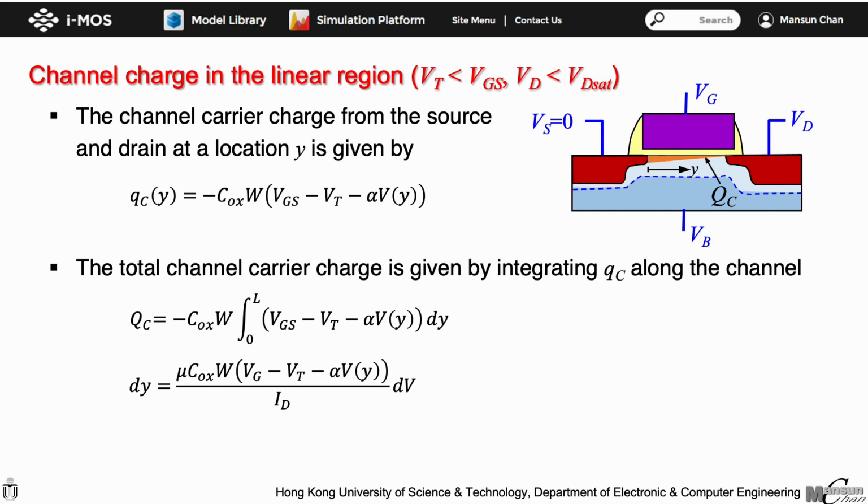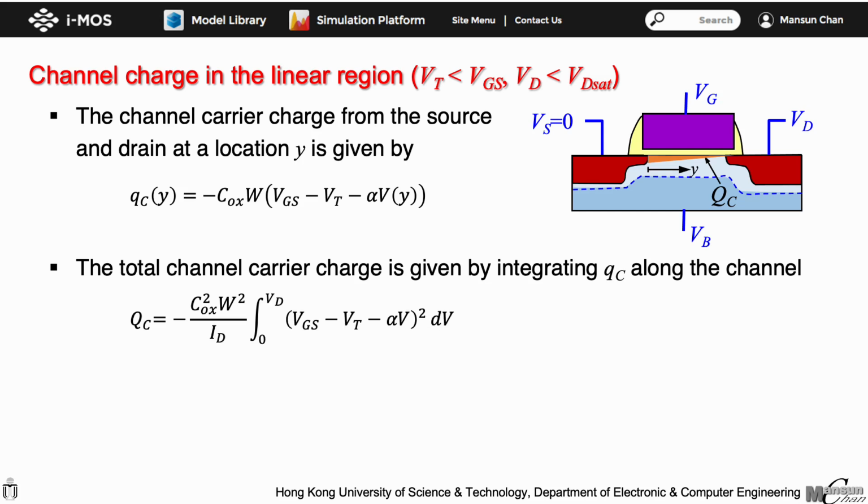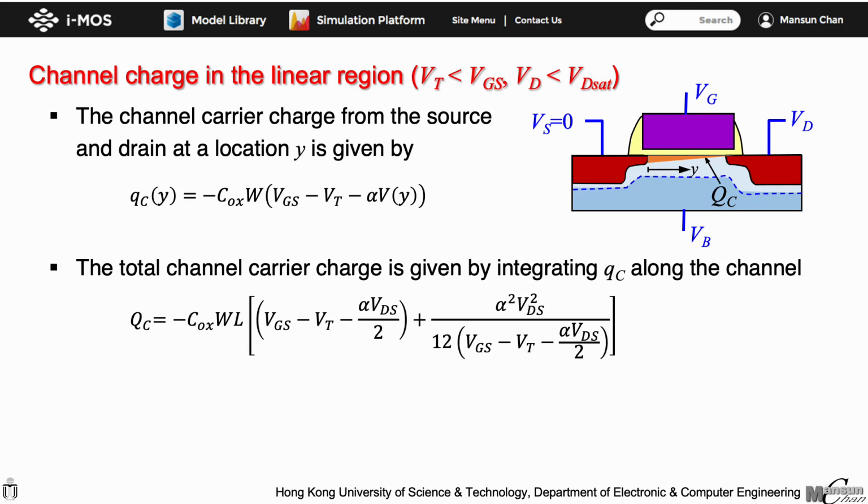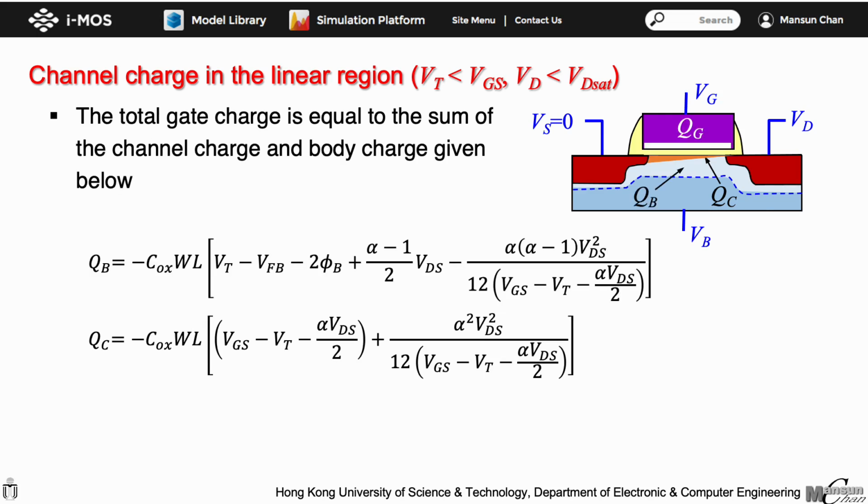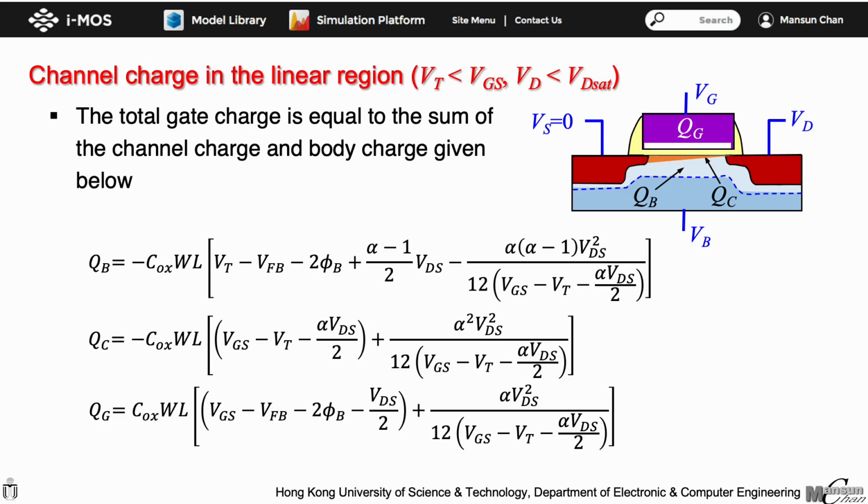To perform the integration, again, we need to change the integration variable from dy to dV using the previously derived equation for dy. After the change of variable, the integral becomes what is given here. We can perform the integration and we obtain the expression of the channel charge Qc, which is given by this equation. Finally, the total gate charge is equal to the sum of Qb and Qc with an opposite sign. And its expression is given here.